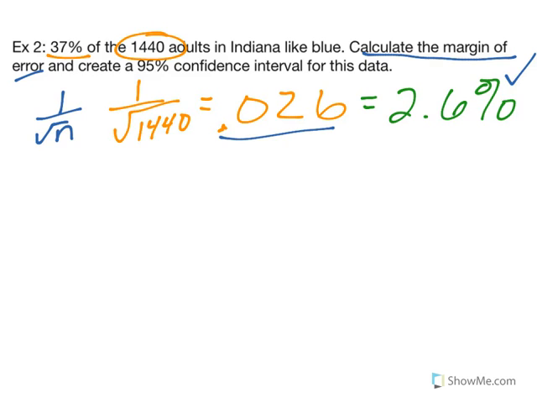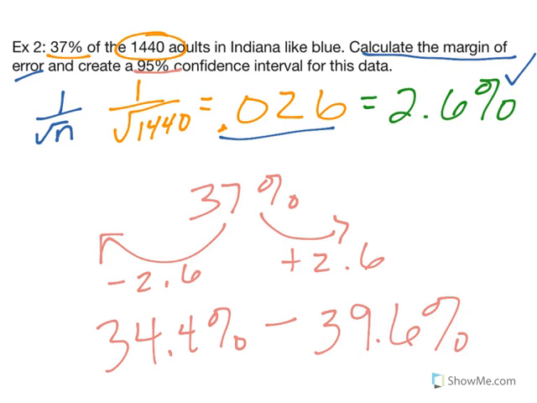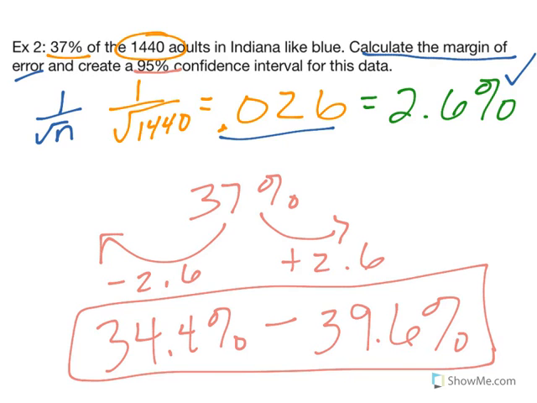That's the first part. The second part is the 95% confidence interval. So we would take our 37%, and to go to the left, we would subtract 2.6, and to go to the right, we would add 2.6. So if you take 37 and you subtract 2.6, you get 34.4%. And then you would add 2.6, you get 39.6%. And this would be our 95% confidence interval. So we can be 95% confident that that would be the percentage of adults in Indiana who like blue, right? 37%, give or take 2.6%.